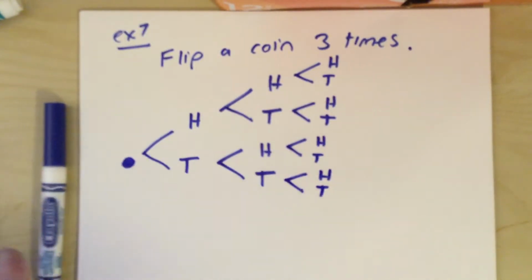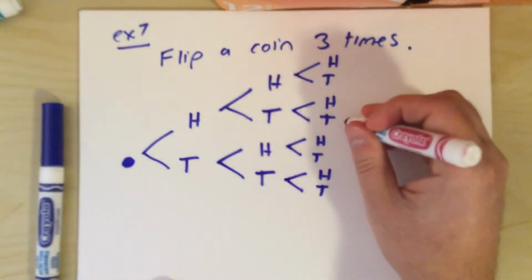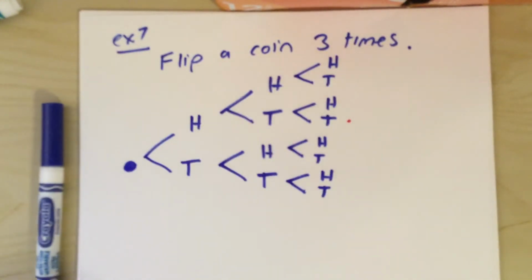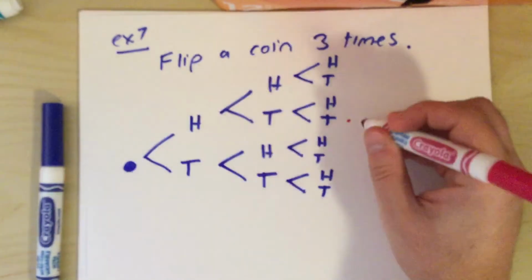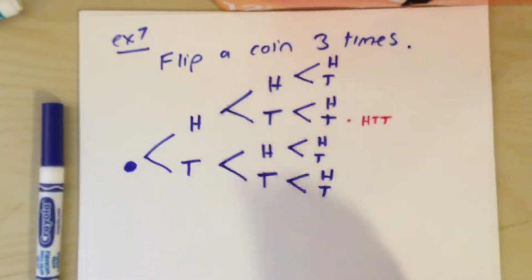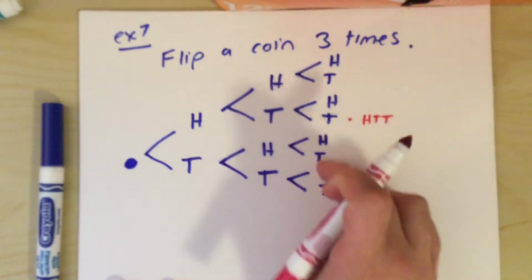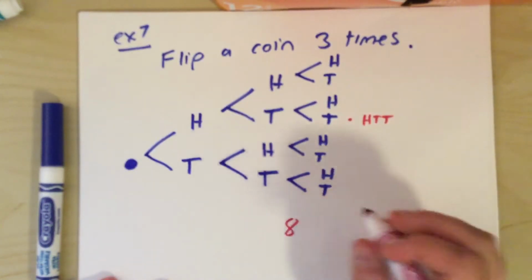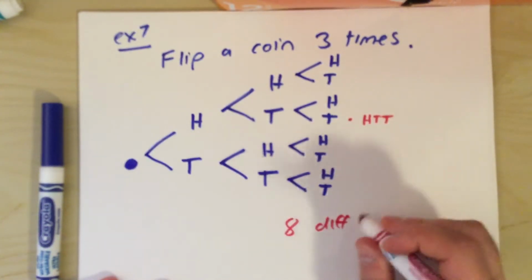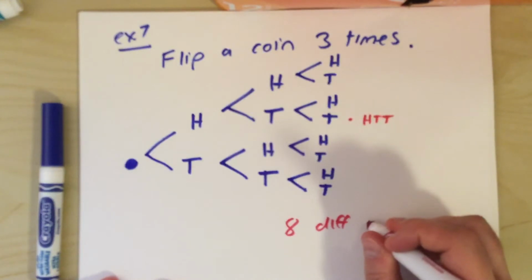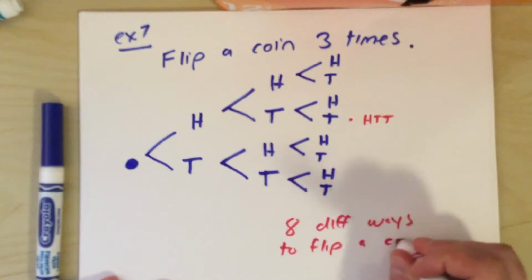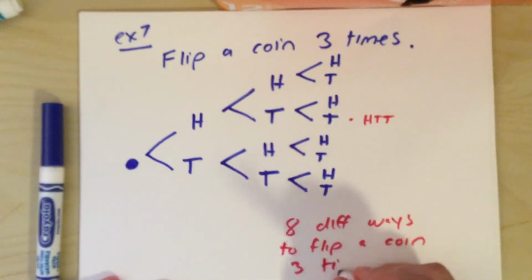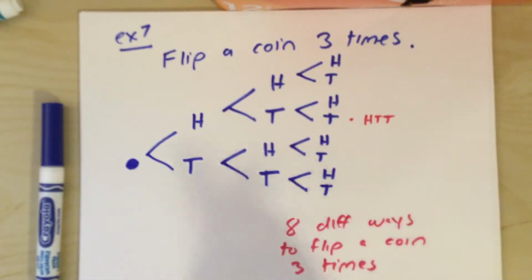And we know this tree diagram is right because if I said, what does this tip of the tree represent? So we flipped heads, then we flipped tails, and then we flipped tails. So this would be flipping heads, then tails, and then tails, in that order. So how many outcomes do we have in total? We have 1, 2, 3, 4, 5, 6, 7, 8. So there's a total of 8 different ways, or 8 different results, to flip a coin 3 times. Okay.